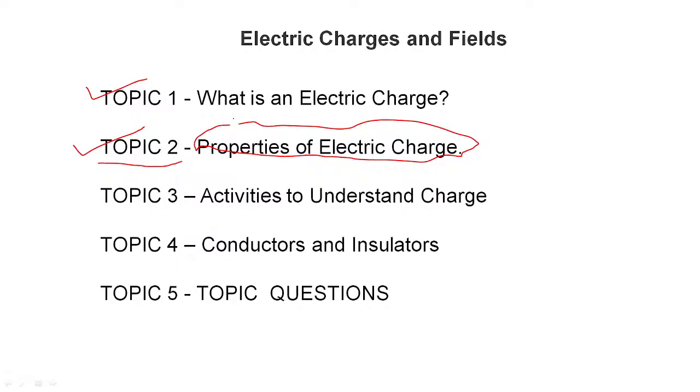Like charges repel each other and unlike charges attract each other. As you know, electric charge comes in two varieties which are called plus and minus, right? Electric charge is a scalar quantity, I told you before.